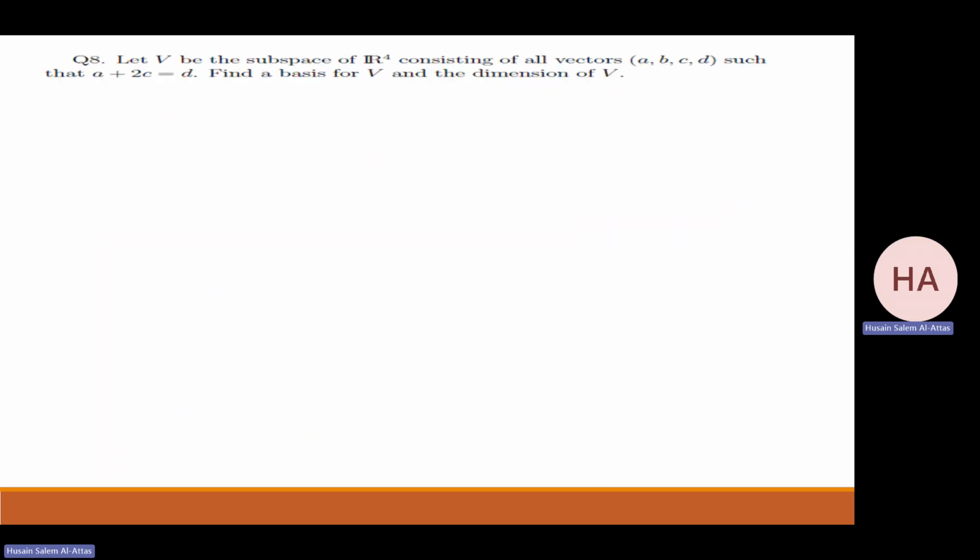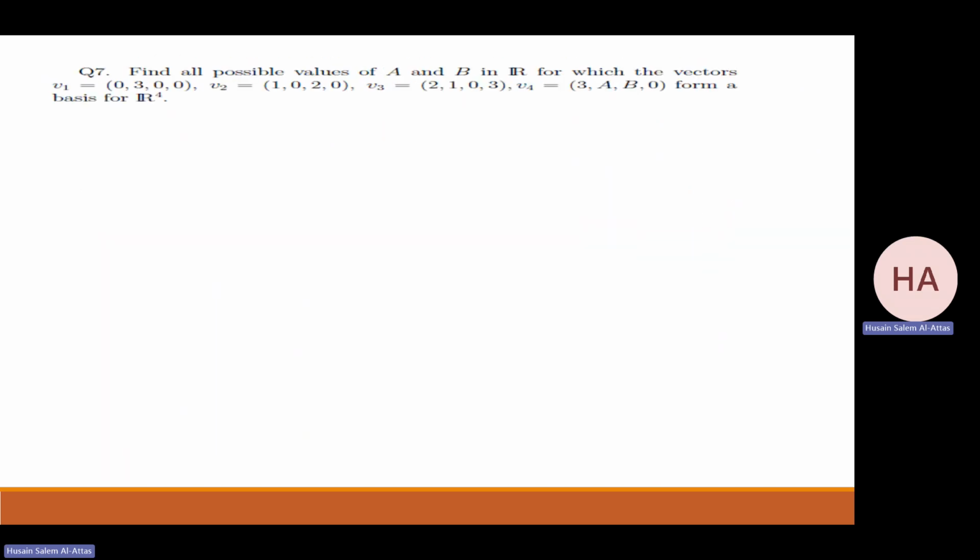Okay. Let me continue until the next questions. Find all possible A and B. Reach the vectors. How many vectors do we have?